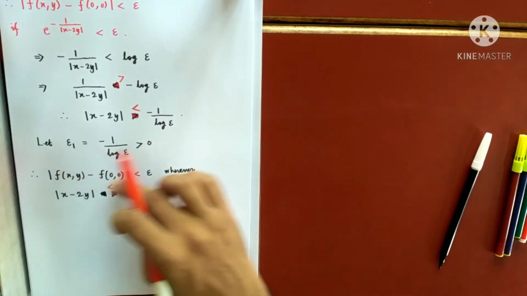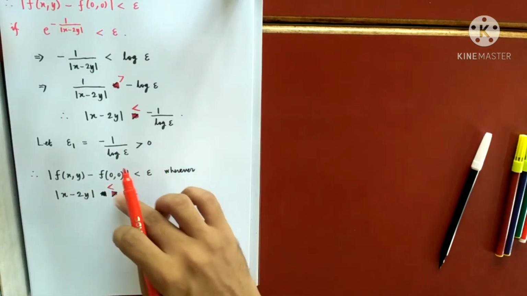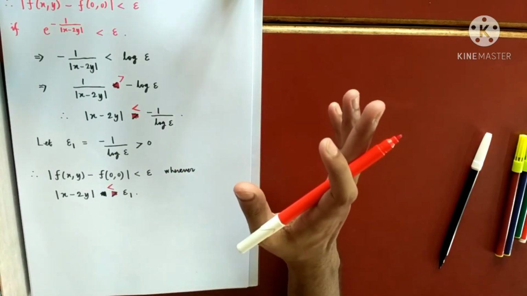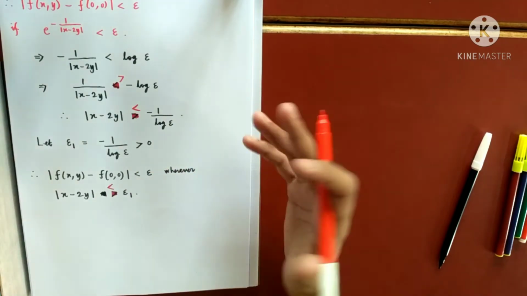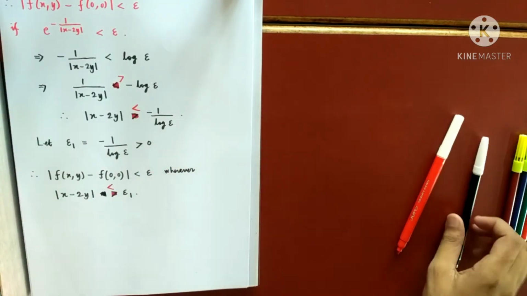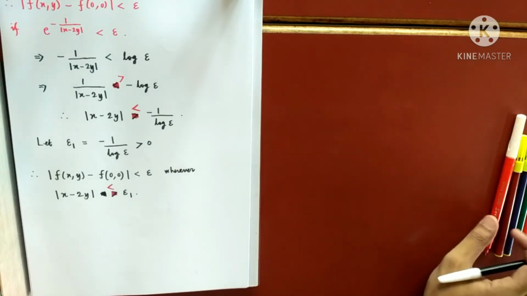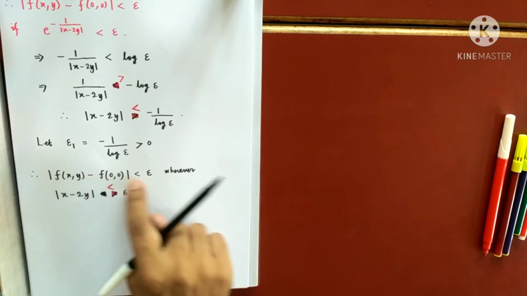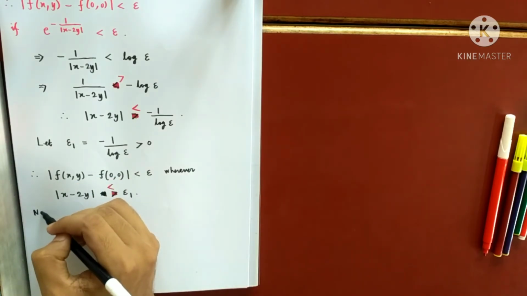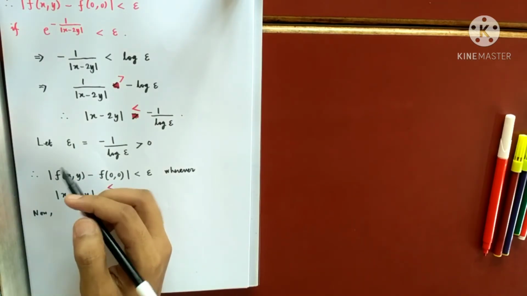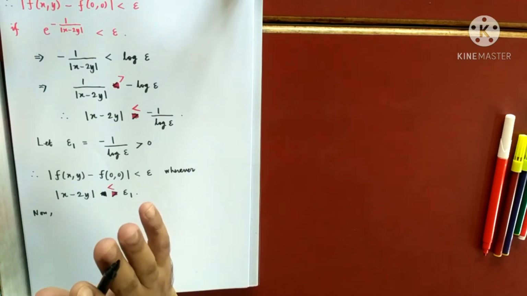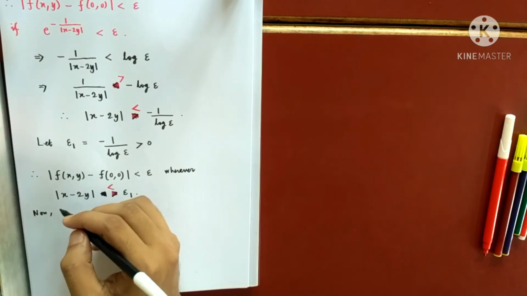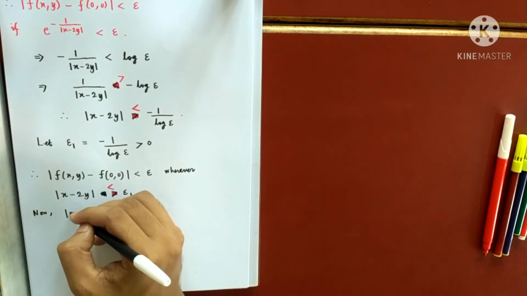Right, so this is less than epsilon whenever this quantity is less than epsilon 1, but still this is not a neighborhood of 0 0. Okay, this may contain 0 0, but this may not be a neighborhood of 0 0. Now what I'll do, I have to find some neighborhood of 0 0 for which this is true. So now you see what I'll do. Now I guarantee that this is my neighborhood. You see how I'll guarantee.